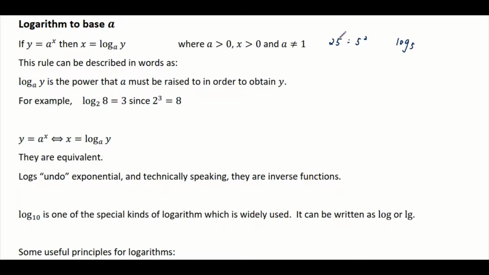Then my answer for the exponent becomes the number that I take the log of, and the log equals the power. Normally we describe this rule as: log base a of y is the power that a must be raised to in order to get y. So for example, what is the power that 5 must be raised to in order to get 25? In short, 5 to the power of what gives you 25? So your answer is 2.